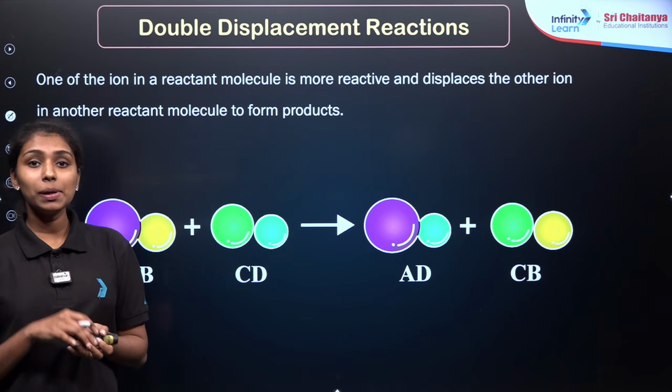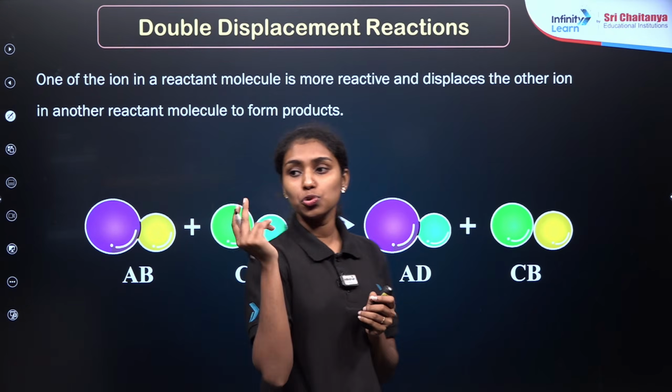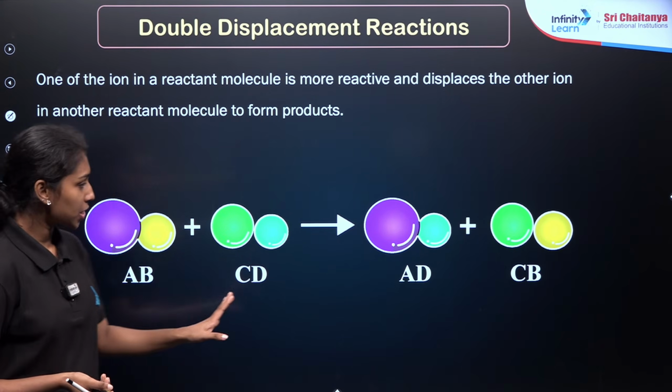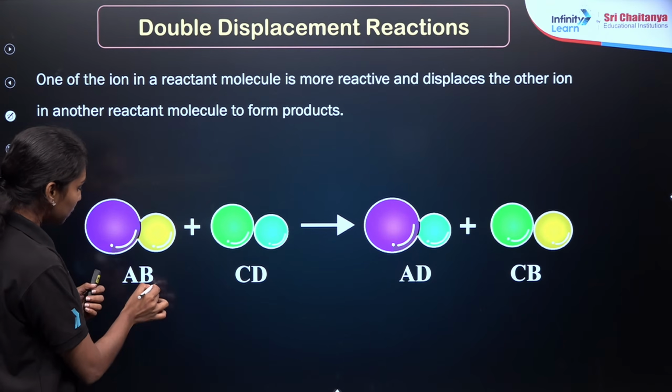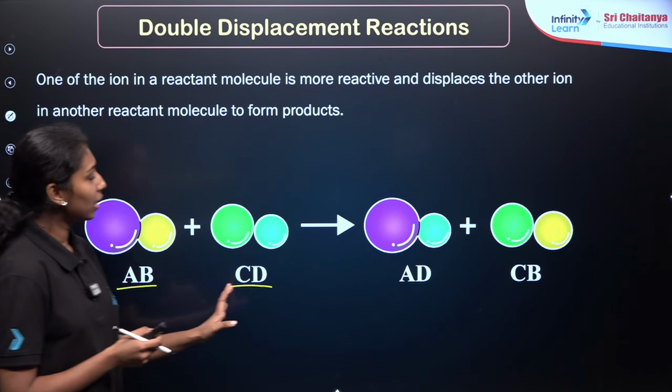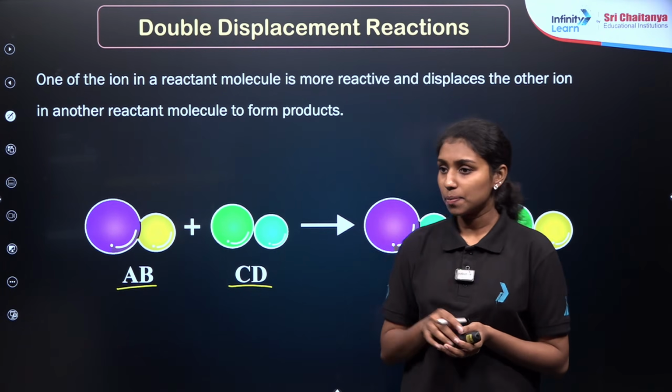In some other cases, double displacement also happens, right? Two types of elements can be displaced here. So what are we observing in this reaction? This is AB type, and this is CD type. So it will form AD and CB. So what are we observing here? It can displace more than one atom, right?